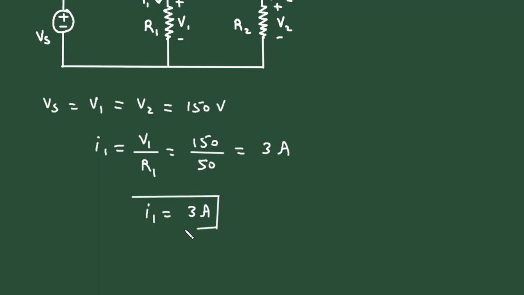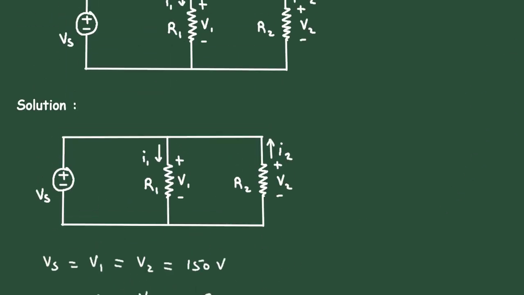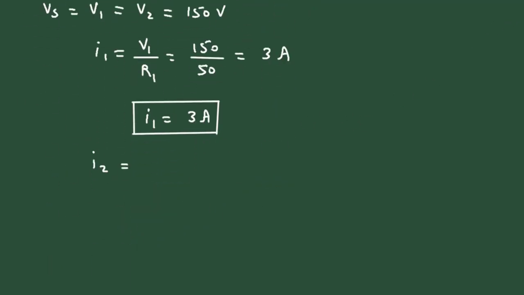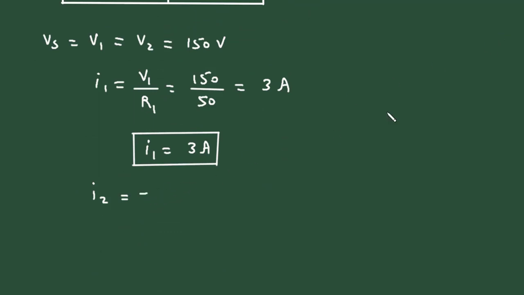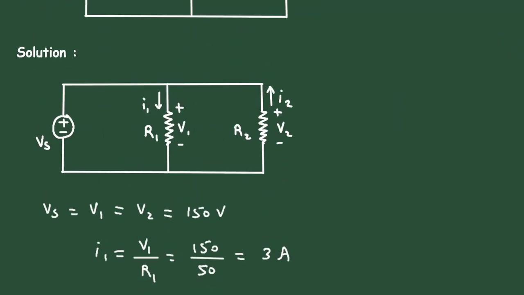Now next we have to find the value of I2. So I2 is equal to, now here we can see this I2 direction is opposite to this V2. So this direction is negative. So here we can write minus, then voltage divided by resistance. So voltage is V2 divided by resistance is R2. So it will be V2 divided by R2.